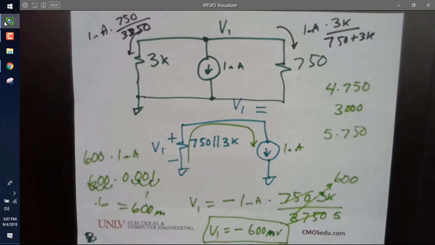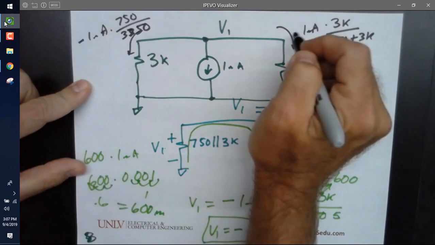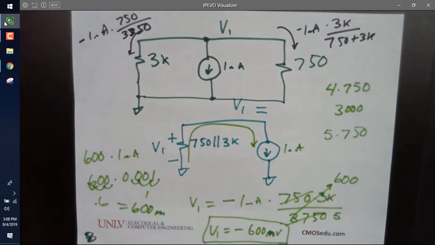Yes? Do the currents, you do it the opposite way, so why is it 1 milliamp? Oh, it's minus, thank you, yeah. I wasn't even paying attention to that. Wrong, minus 3.